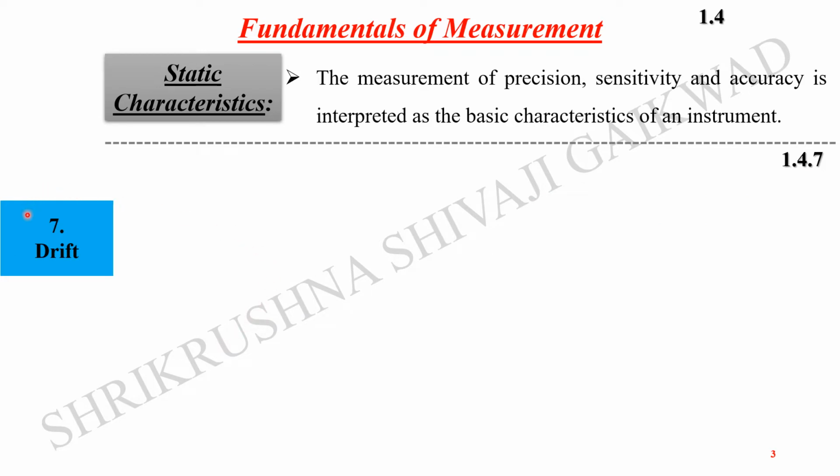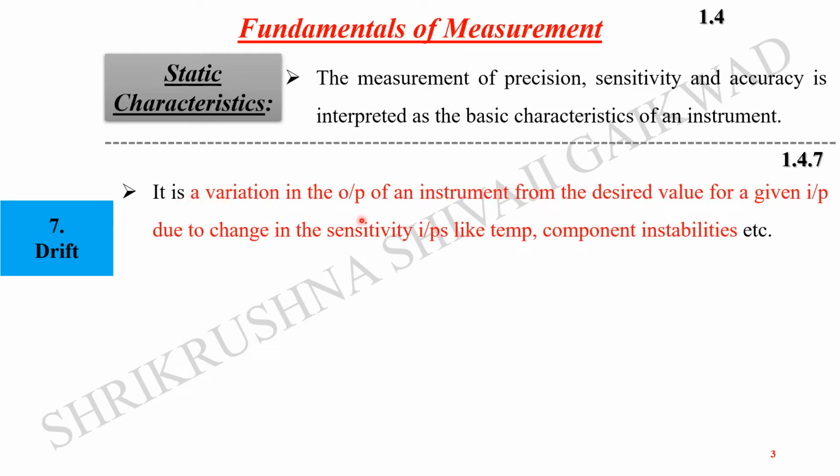Now the next property is drift. Drift is coming generally due to temperature, right? It is the vibrations of the instrument opposing the functioning of certain conditions or certain measurements. So that is the drift. It is the variation of the output of the instrument from the desired value for a given input, due to the change in its sensitivity to inputs like temperature and component instabilities.